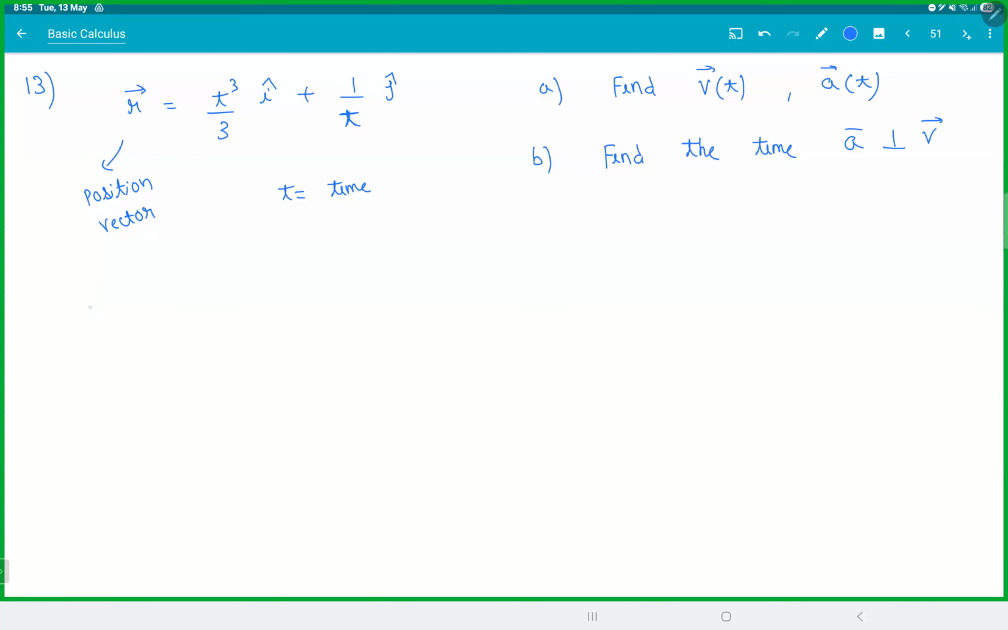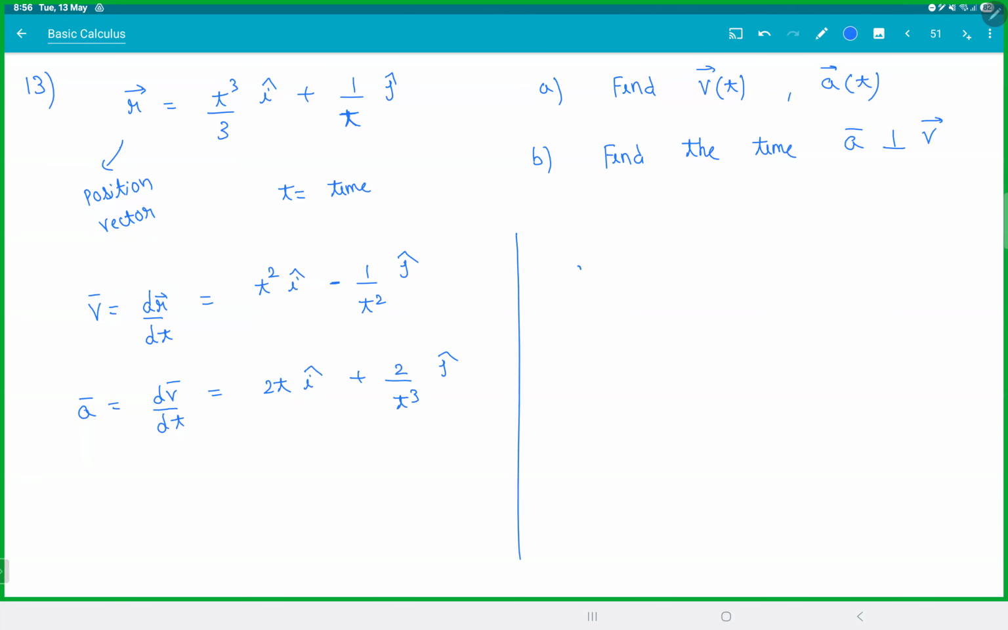Velocity is dr by dt. So t cube ka differential is 3t square, 3 will cancel, t square i cap. 1 by t ka differential is t power -1, so -1 by t square j cap. Acceleration will be differentiate this velocity, dv by dt. T square ka differential is 2t i cap. Minus 1 by t square ka differential is t power minus 2, so that will be plus 2 by t cube j cap.